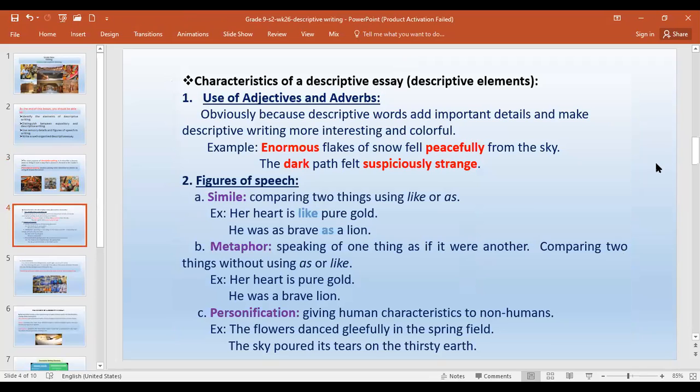Okay, Sarah, would you please read from the beginning? Characteristics of a descriptive essay. Descriptive elements. Use of adjectives and adverbs. This is what your friend was saying a while ago. Use a lot of adverbs and adjectives.